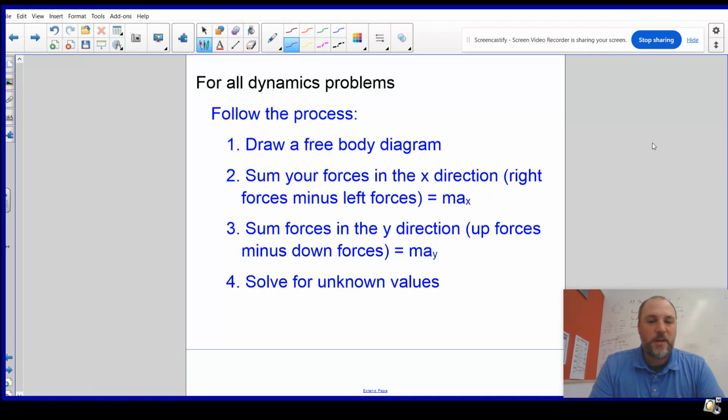We'll also do the same thing in the vertical, so we'll sum the forces in the y and set it equal to m a_y. Now with that information and with the sum of the forces, we can rearrange at that point to find any of our unknown values.